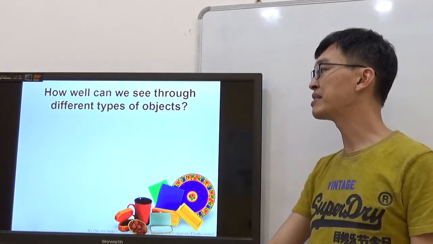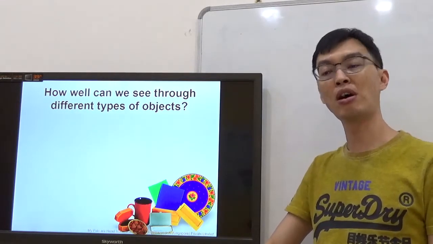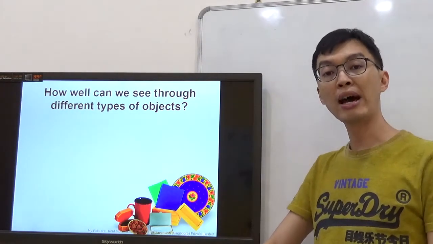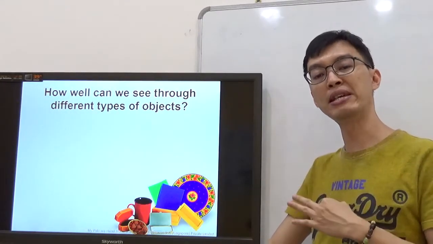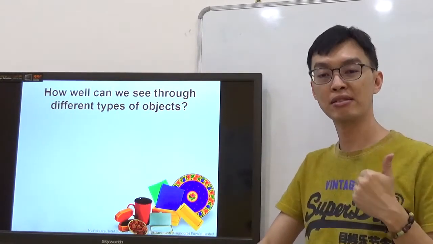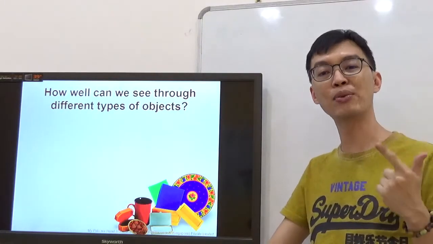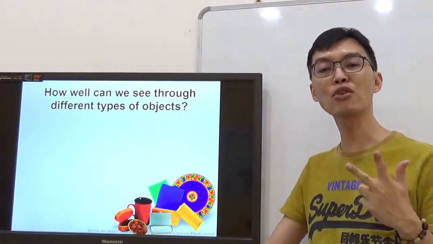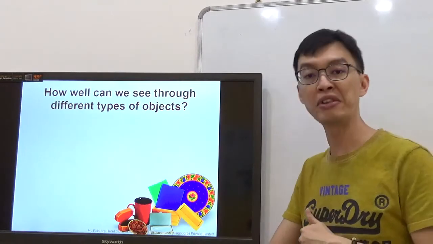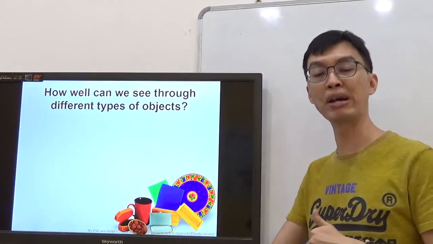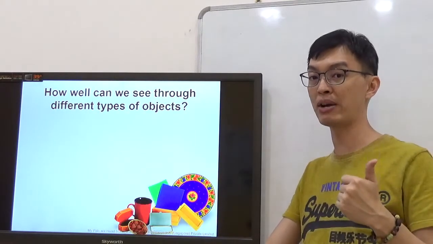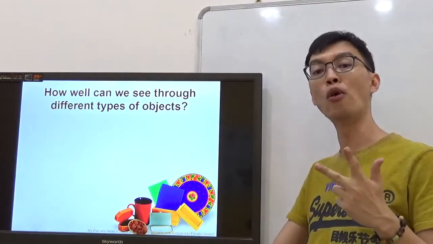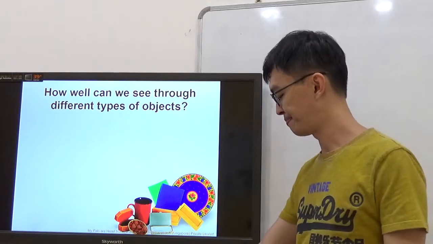How well can we see through different types of objects? So there are 3 types of objects that you will be seeing here. The first one, transparent. The second one, translucent. The third one, opaque. In fact, you have learned this in P3 under the topic of materials. In the topic of materials, you actually learn about transparent, translucent, and opaque materials.